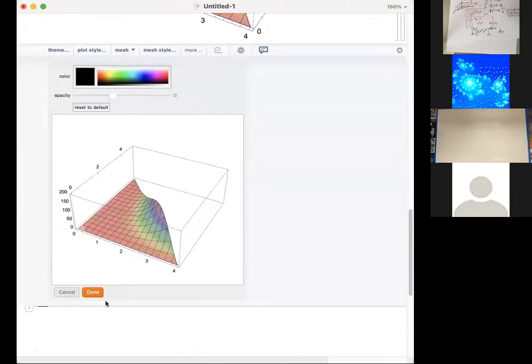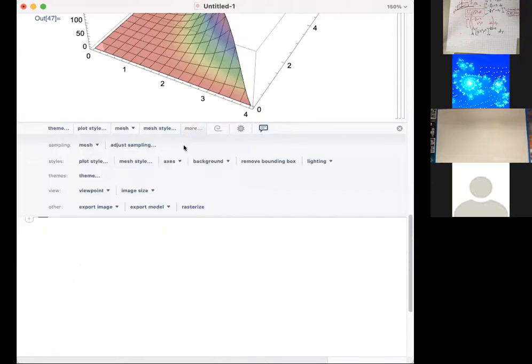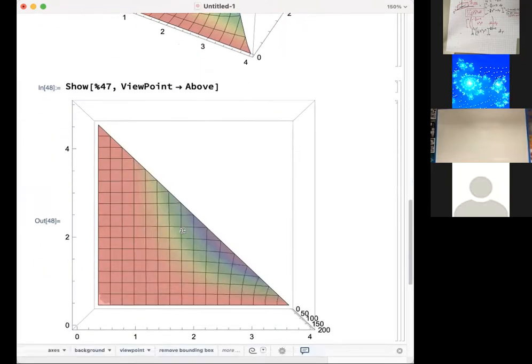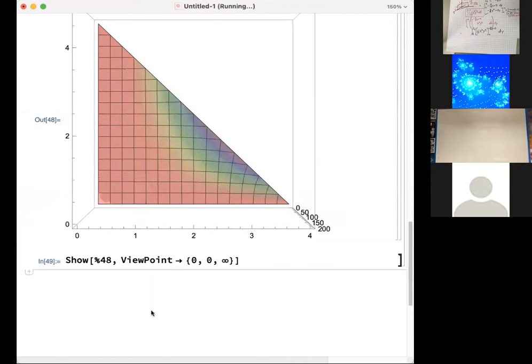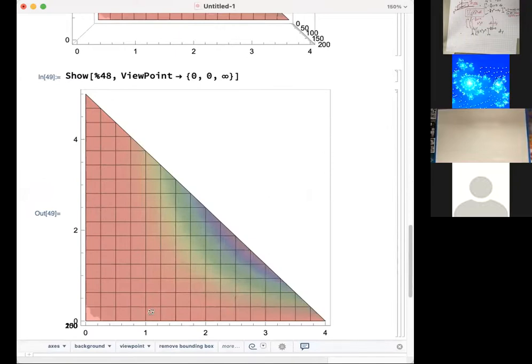Let's do plot style background, remove lighting, viewpoint above. Here's my Christmas cookie when viewed from above. Now, there's an oblique reference here, so I want viewpoint above, orthographic projection. Now, I'm looking at my Christmas cookie, and the red parts are the less dense parts, and the blue parts are the very dense parts. Maybe I have a lump of something over here, a lump of coal, perhaps.